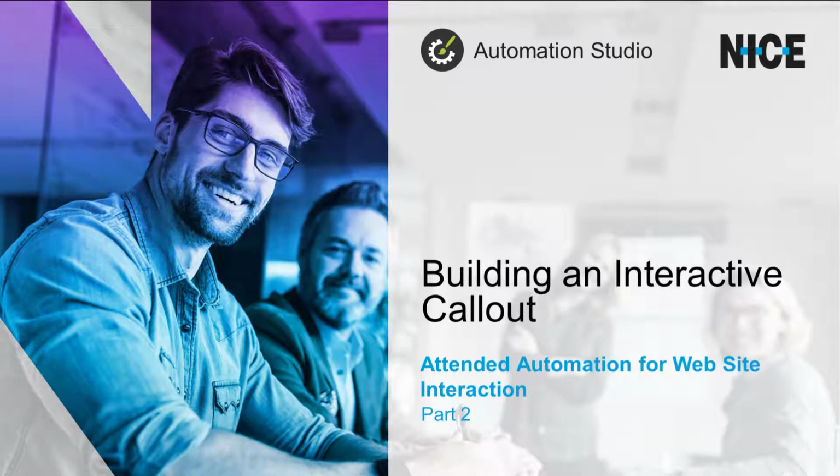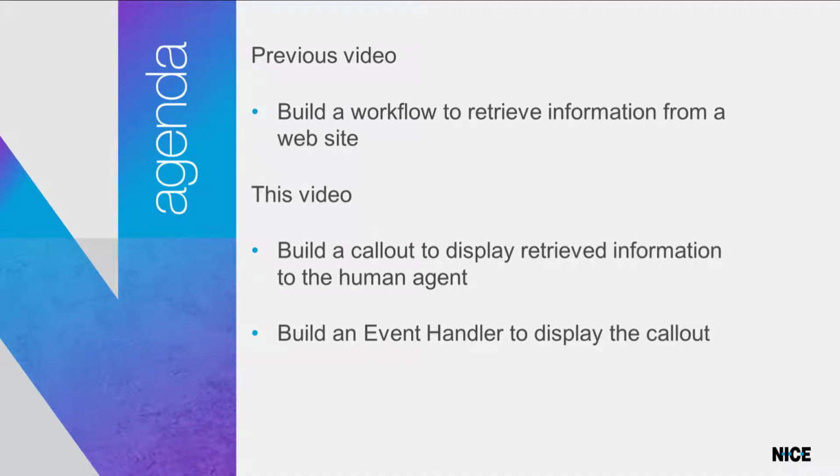Hi. In this video we are going to build an interactive callout that will use the workflow we built in the previous video to retrieve and display information from a website. In the previous video, we built a simple workflow that entered a specific zip code into a website, read the time and temperature information from the site, and wrote those values to variables. In this video we will build the callout to display to the agent. We will also need to build a simple event handler that will display the callout when the solution starts.